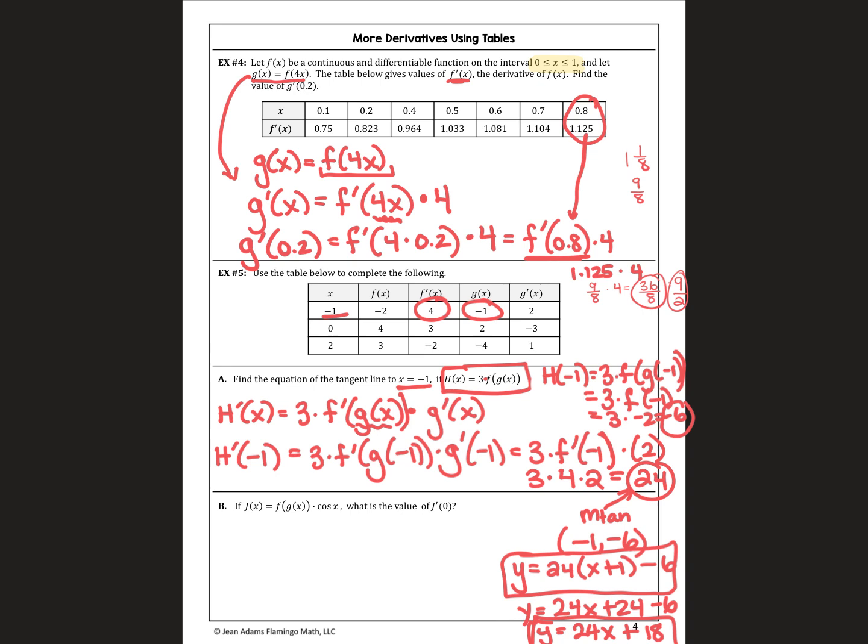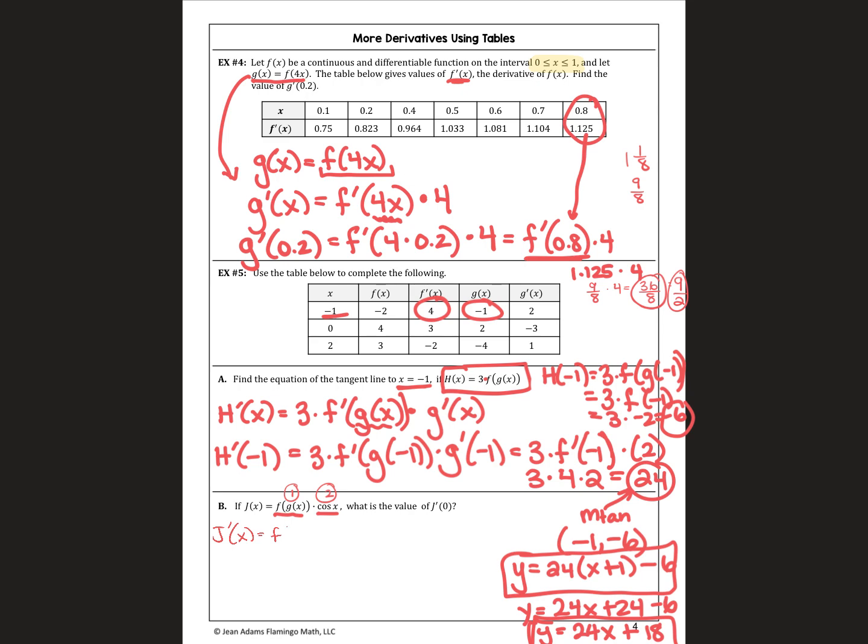All right, last example here. If j of x is the composite of f and g, that's part of it, times cosine of x. So we have a product and a composite. What is the value of j prime of 0? So when I differentiate j, when I find j prime, I'm doing the product and a composition. So I apply the product rule.